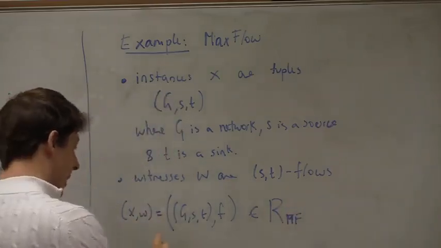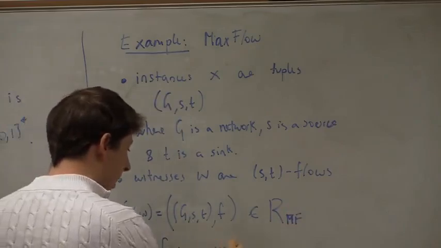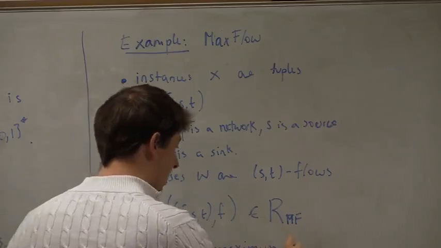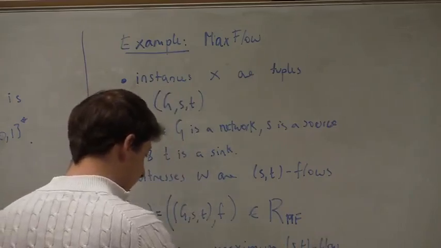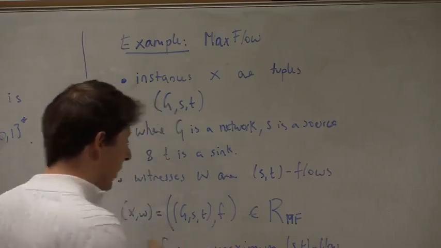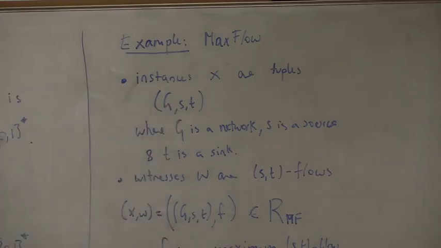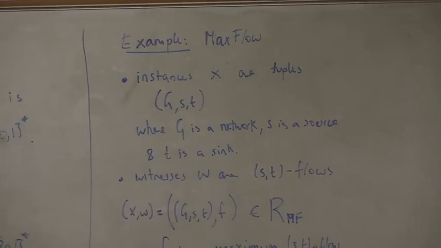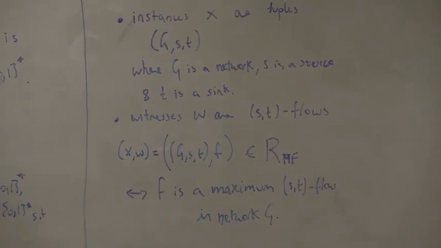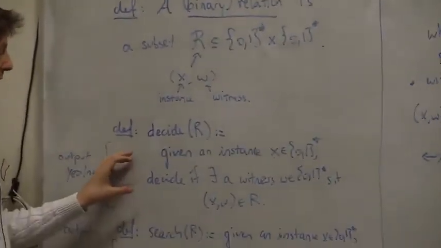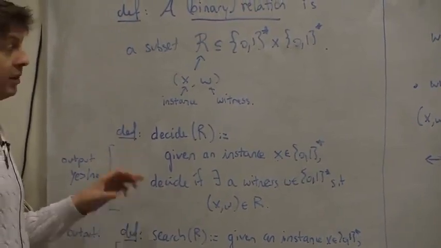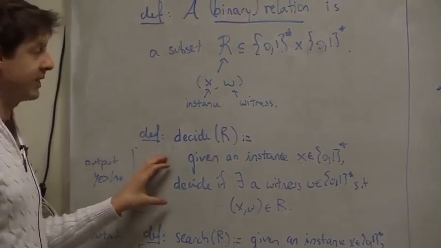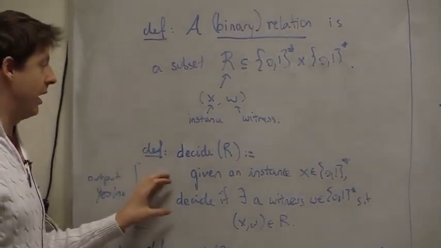if and only if F is a maximum ST flow in the network G. So this is how you can model the max flow problem using relations. Now the decision problem for this relation, R sub max flow, is kind of degenerate, because it's asking, is there a maximum flow on the network? Well, there always is one. So the answer is always yes. It's a bit of a degenerate problem.